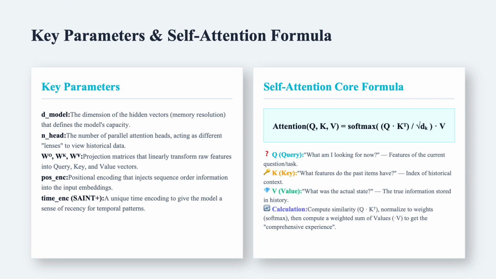The formula for self-attention is elegant. It calculates how relevant each piece of history is to the current task using Q and K, converts those relevance scores into weights, and then uses those weights to compute a weighted average of the historical states using V. This gives the model a powerful, flexible way to summarize the past.